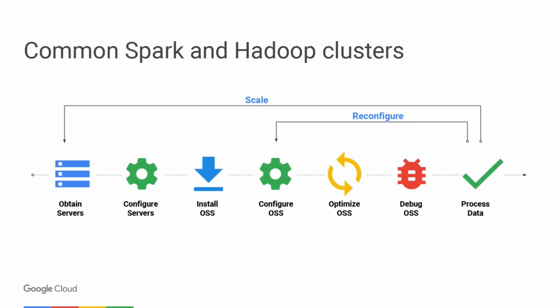Moreover, it's a set of things that you have to do that don't really add value to the core effort of what you're trying to do, which is get actionable information out of your data in the first place. So common Spark and Hadoop deployments follow this pattern most typically. You have to obtain the servers, you have to configure some set of capacity. Once you have that capacity, whether it is on-premise or in a cloud, you then have to install the open source packages to actually use Spark and Hadoop.